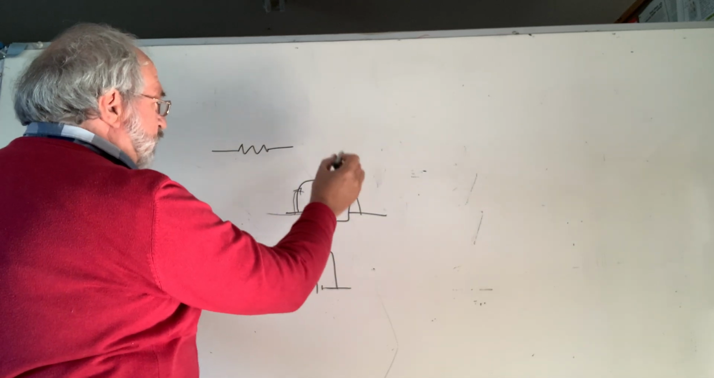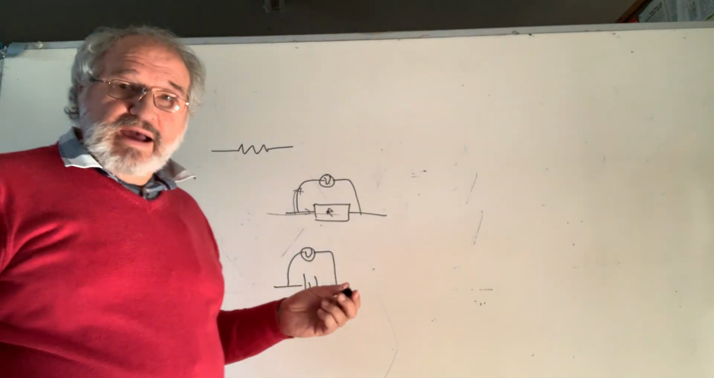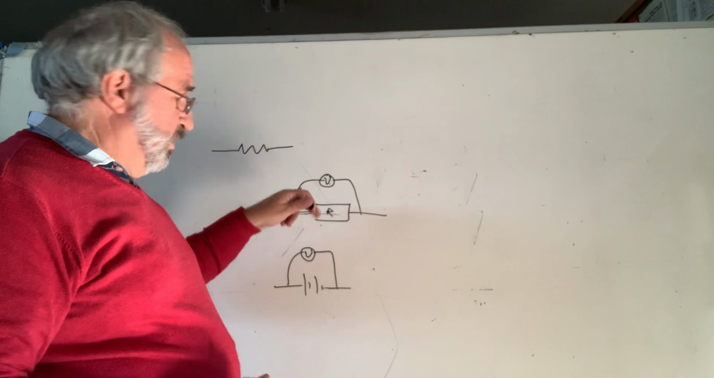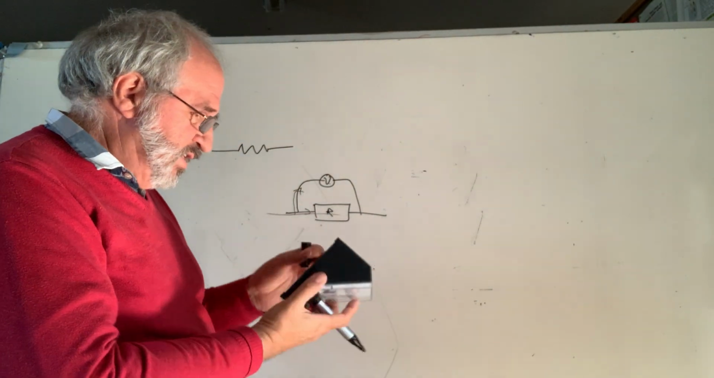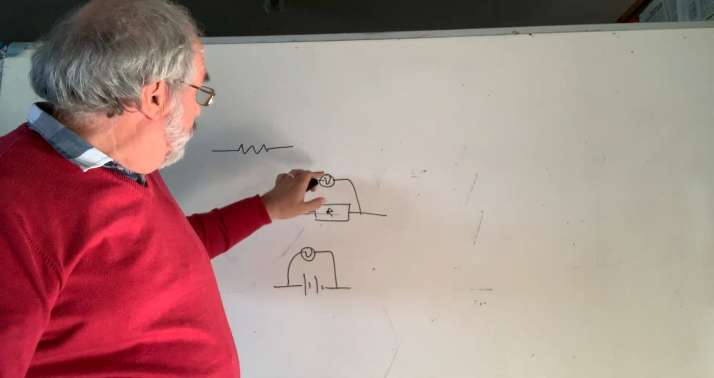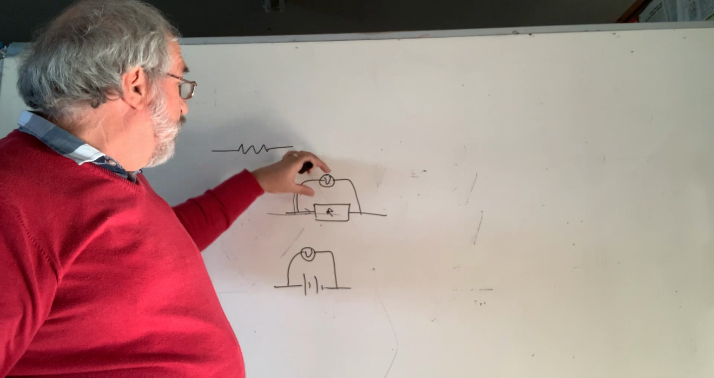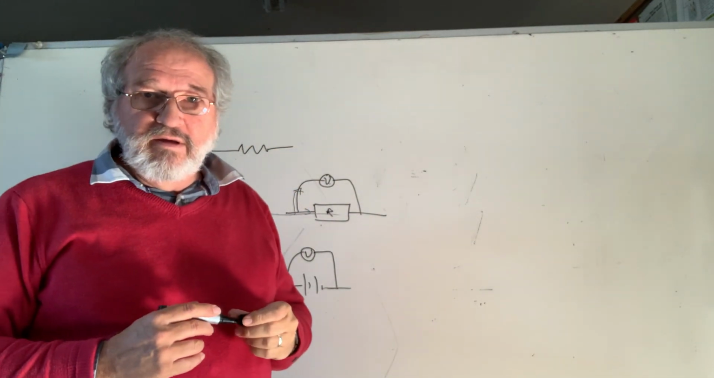So hulle het gewoonlik 'n hoë weerstand in die orde van mega-ohms, 1 million ohms or so. I think it might state it on this thing what the resistance of this thing is. But it's very big, because you want as little interference to the current as possible. You just want to switch it on and see what happens there.